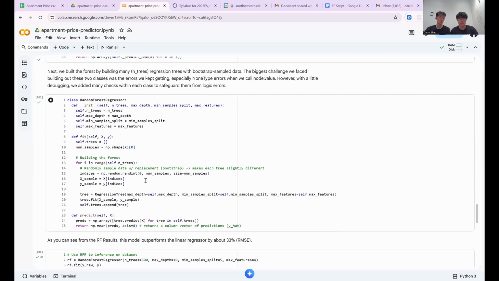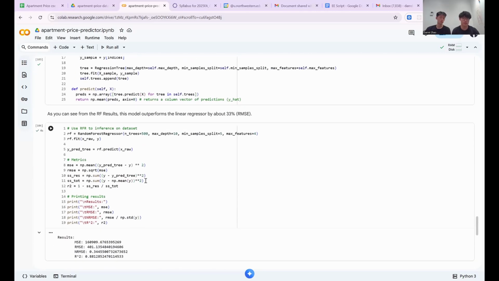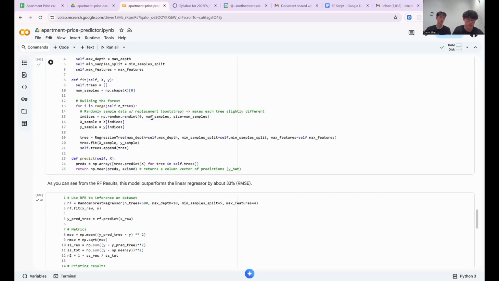Next we decided to create the actual forest class. That takes a whole bunch of trees, builds them out, and then it bootstraps the data. So it picks with replacement 50 points from the data set, which increases the variance of each tree. But once we take the average of all the outputs, that will actually minimize the variance. So as you can see, we decided to implement it using these classes.